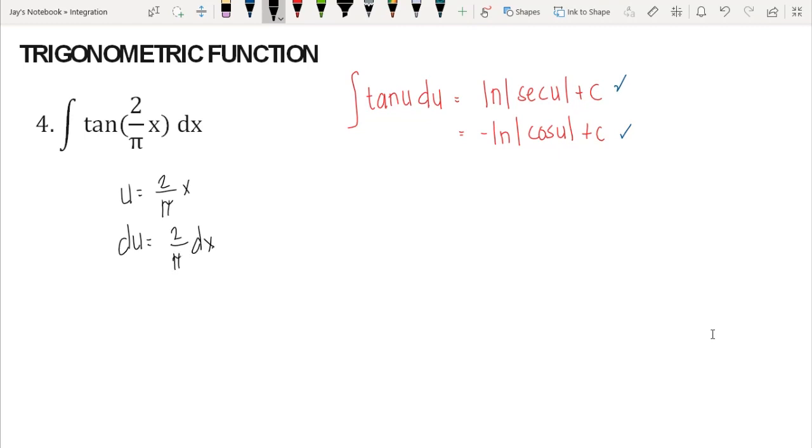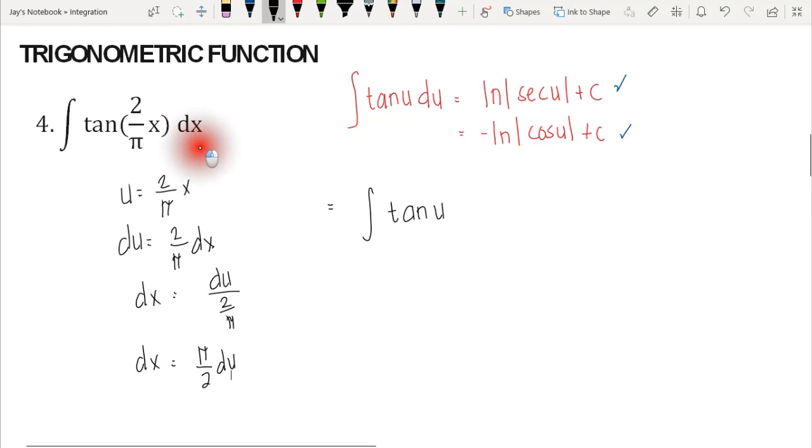Okay, so we have the integration of tangent. Now again, we need to change that 2 over pi x into u. Now take note, our du here can be expressed as dx is equal to du over 2 over pi, or that would become dx is equal to pi over 2 du. So therefore, we have our dx here, that is pi over 2 du. Okay, so this one is our dx.